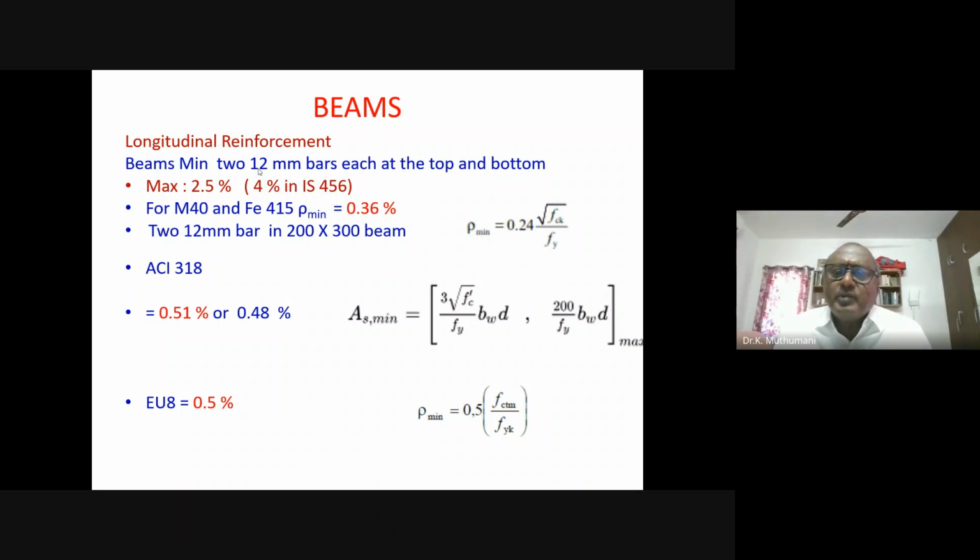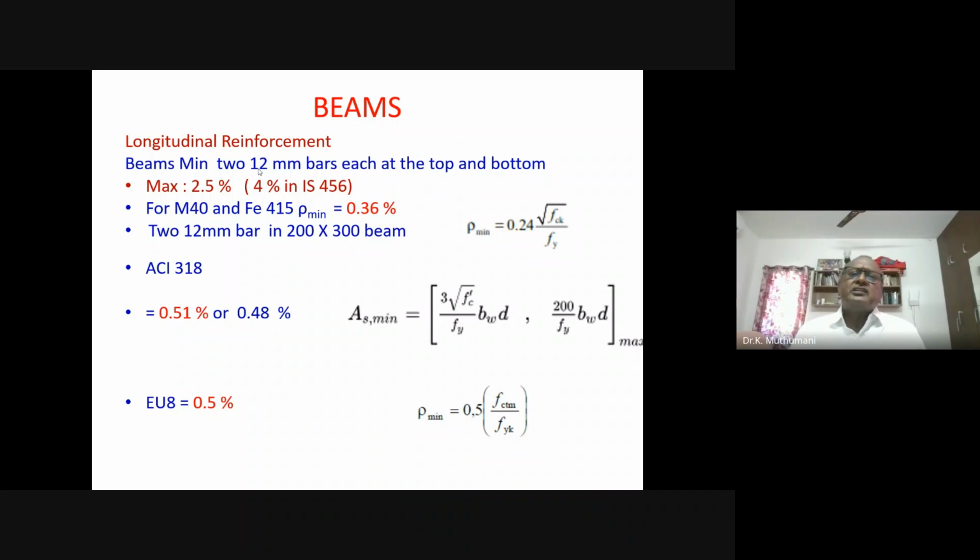So assuming the Indian code says rho minimum equal to 0.24 or whatever, even if you follow that, it is 0.36%. However, as I told you, it is better to go across and see what others think about this, because this has nothing to do with the bending moment and shear force. This is something to do with ductility. Please understand that. So the first issue I am talking about is that sizes should be larger than what is governed by code. That's number one.